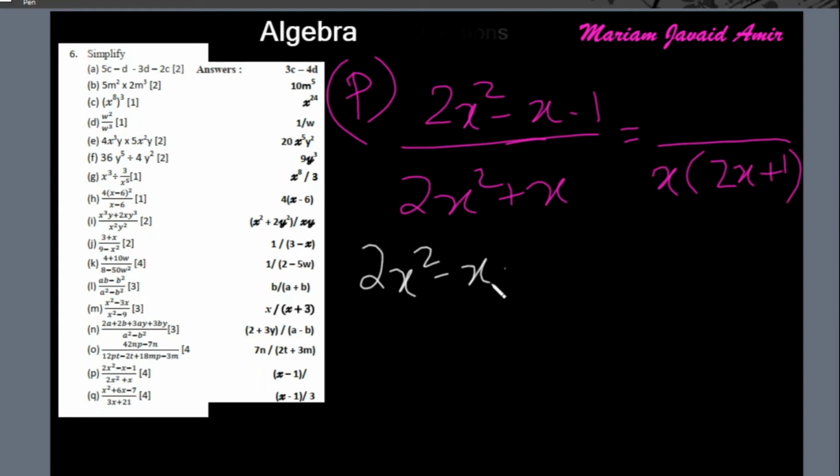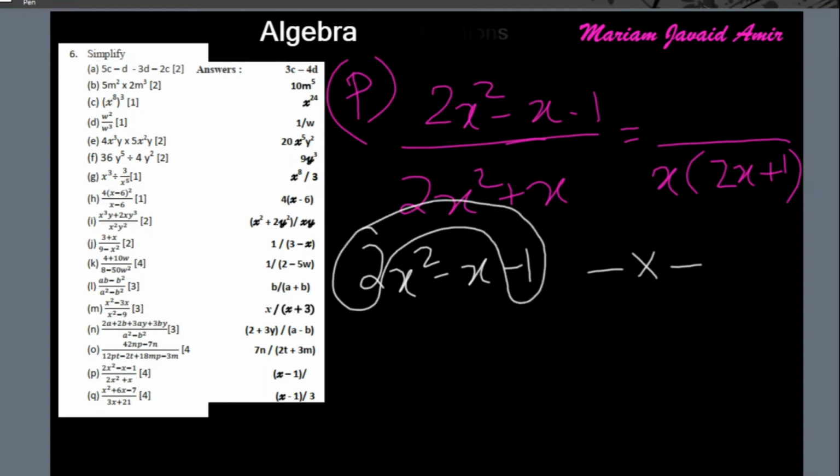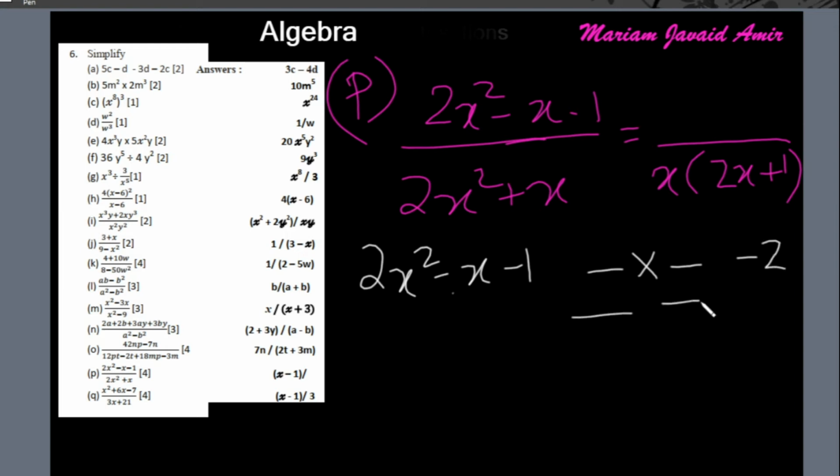This is a quadratic expression. To factorize this, we need to look for two numbers which when multiplied should give us the product of these two, the coefficient of x square and minus 1. Multiply these two numbers. 2 times minus 1 is minus 2, and then what is the coefficient of x here? That is minus 1. So we're looking for two numbers which when multiplied together should give minus 2 and which when added together should give minus 1. So what about minus 2 times 1, when multiplied gives us minus 2, and minus 2 plus 1 when added gives us minus 1. So we got the factors.